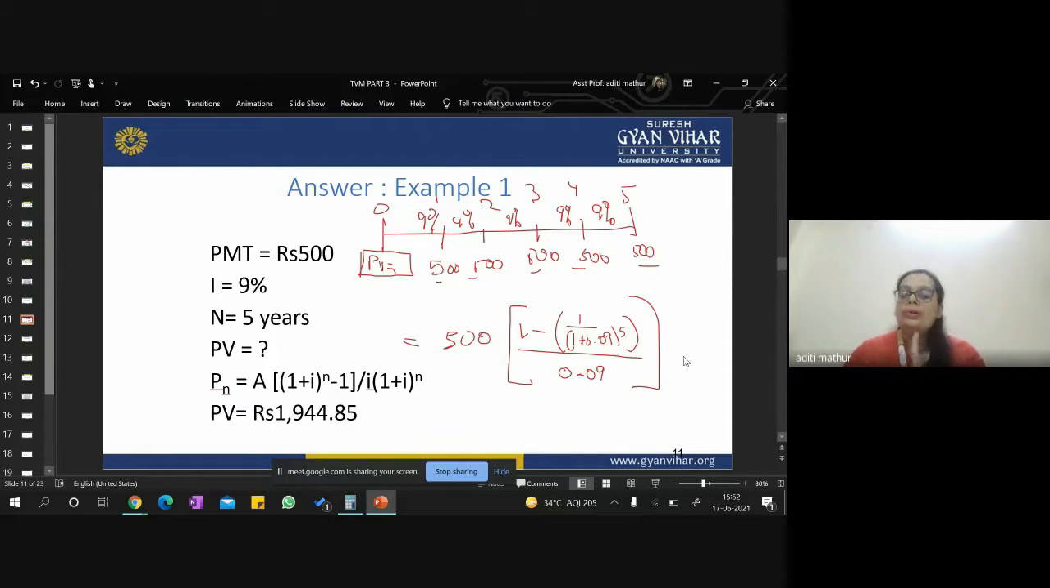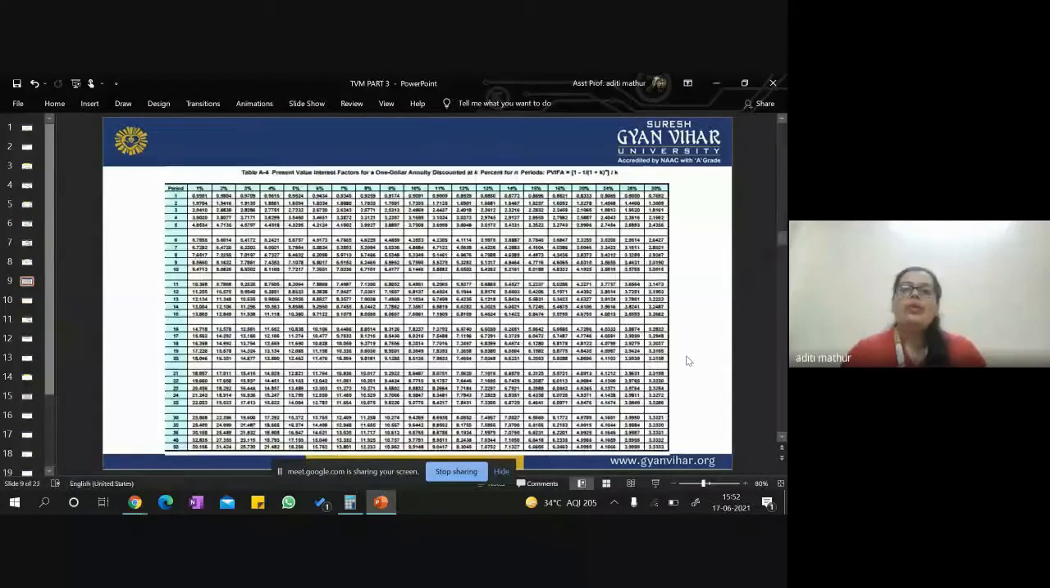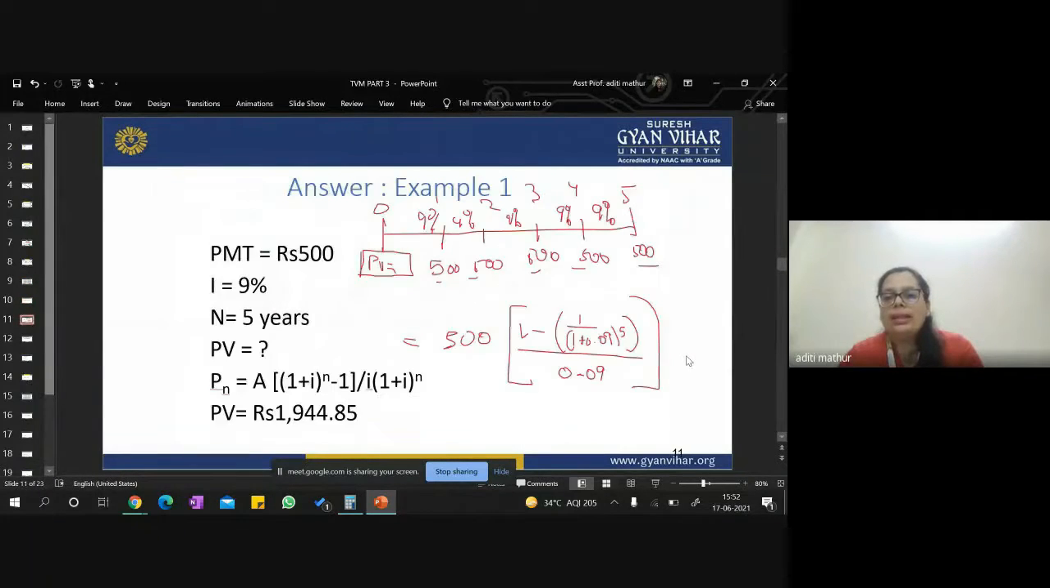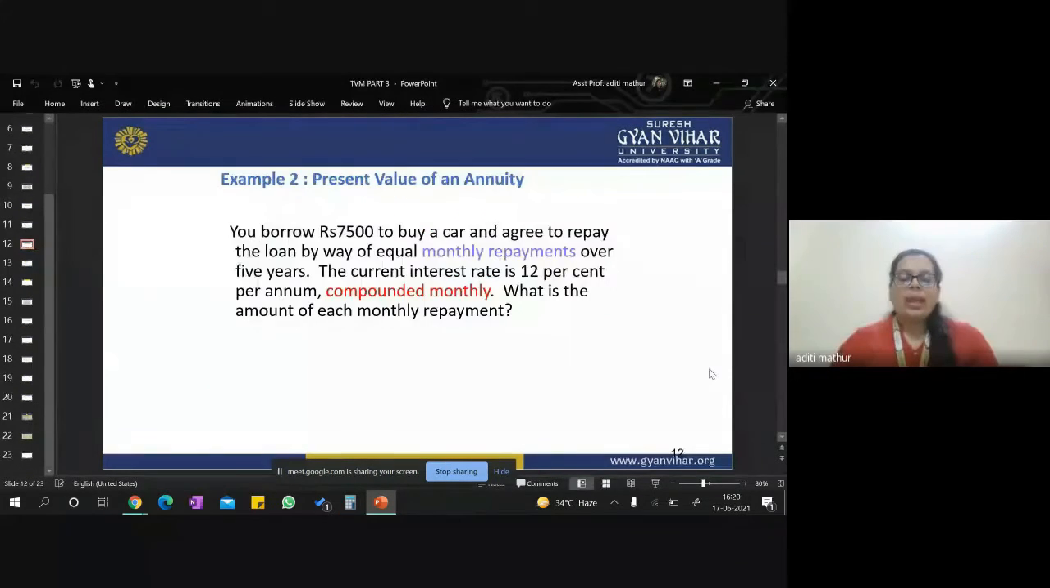Now either you can use the calculator to solve this entire question, or you can take the help of one more table, which is your present value interest factor for annuities. What does this present value interest factor of annuity help you find out? It helps you find this part of the formula directly. Right? So you just have to multiply it by your payment amount, and you will get your present value of annuity.